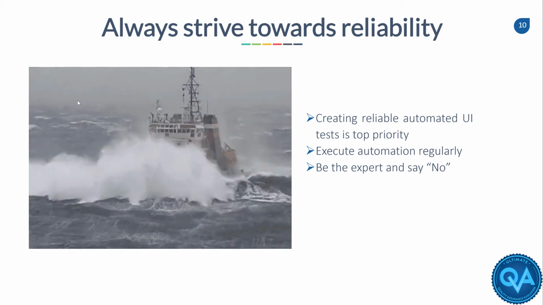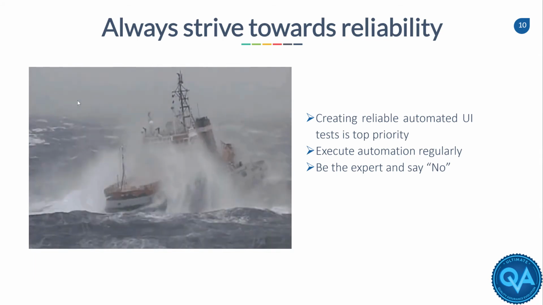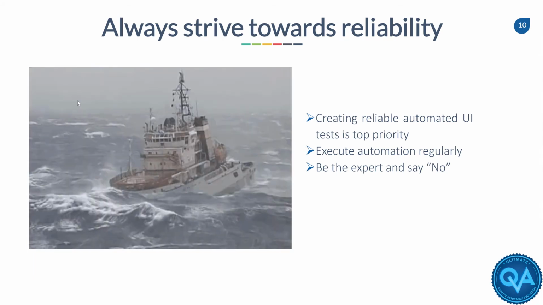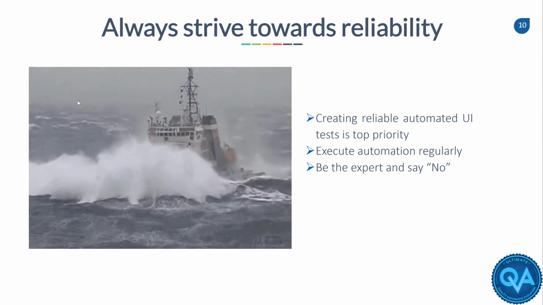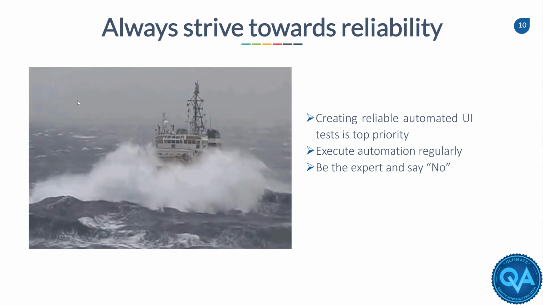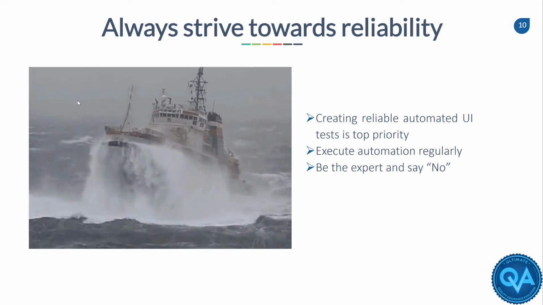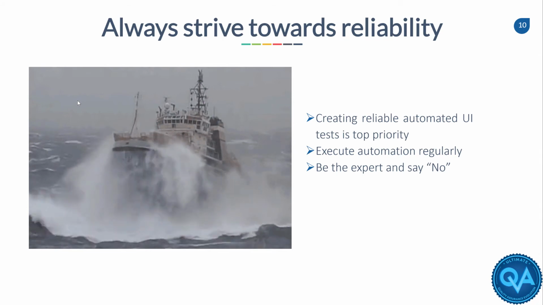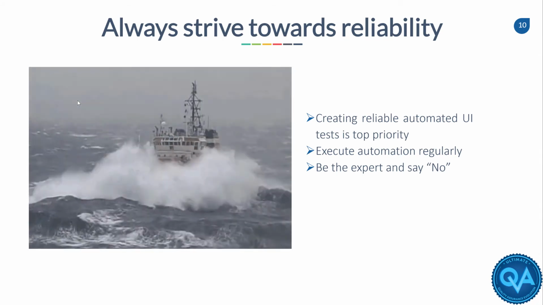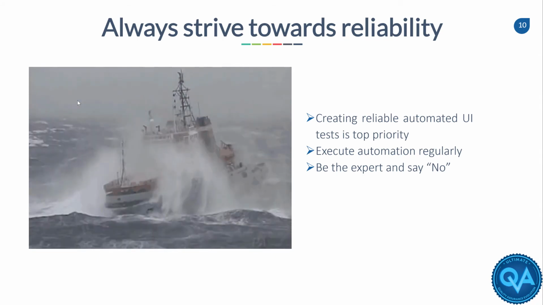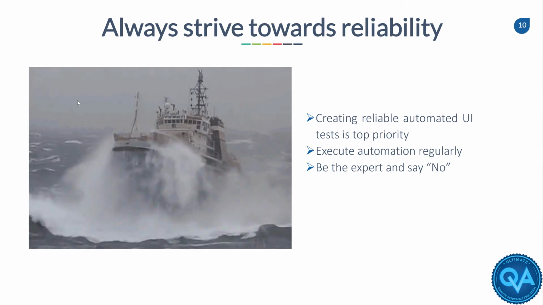The other very important point here is, in order to strive towards reliability, you need to execute automation regularly, and ideally through something like a continuous integration environment. Whenever your code is being checked in, that means that your automation should be getting executed. It should be running in parallel, and that will allow you to weed out the flaky automation from the non-flaky automation. It will allow you to make fixes on a regular daily basis and get your UI automation to a very stable level.